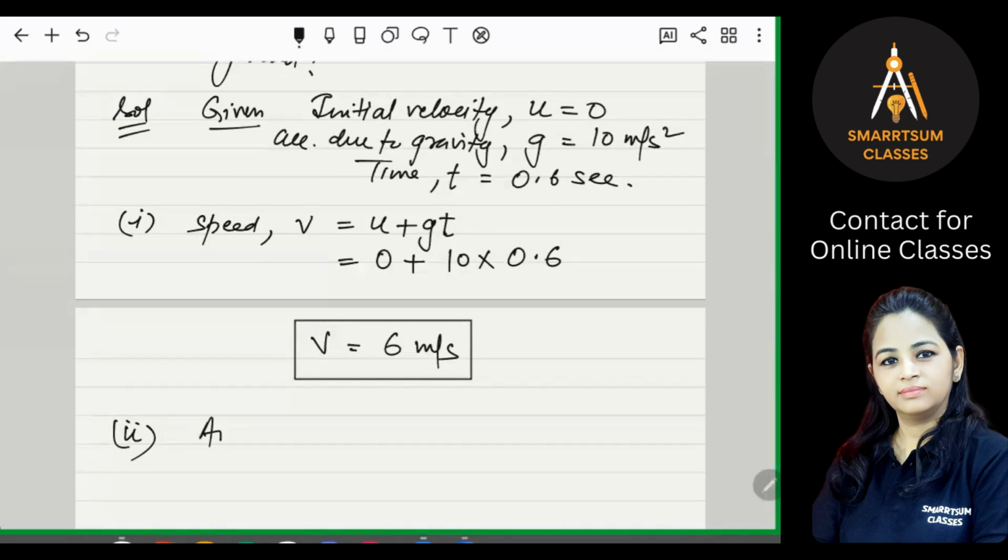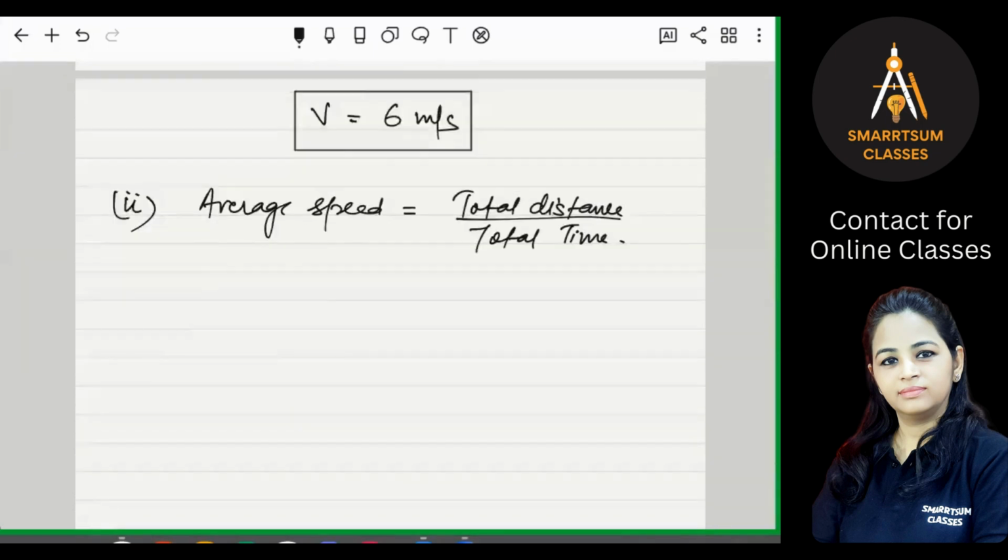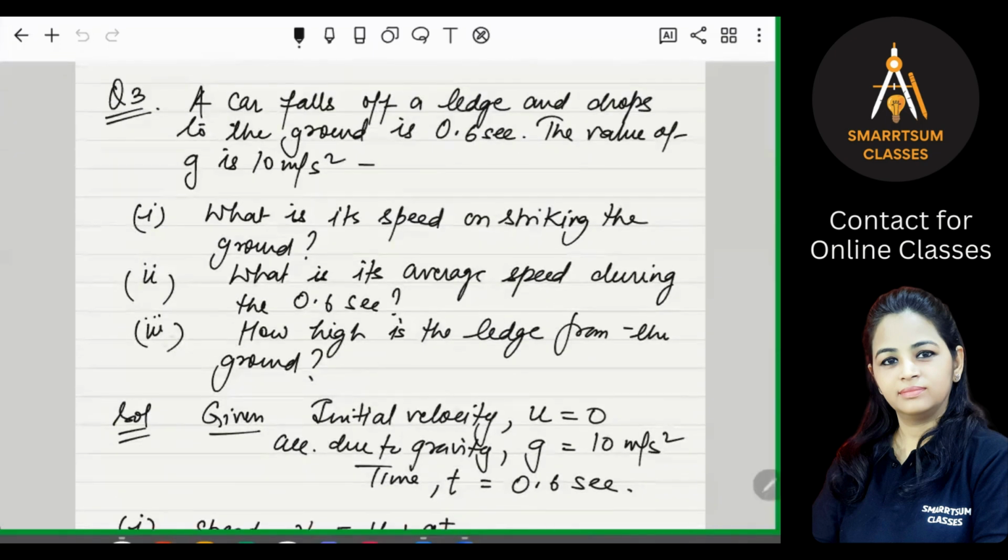Okay, so the formula for finding average speed is total distance upon total time. Here we know the total time taken by the car, that is 0.6 second, but we don't know the total distance. So first we will find out the total distance. So we have to find the third part first.